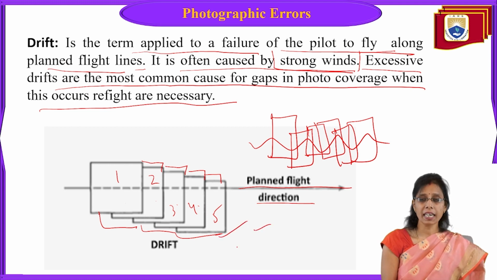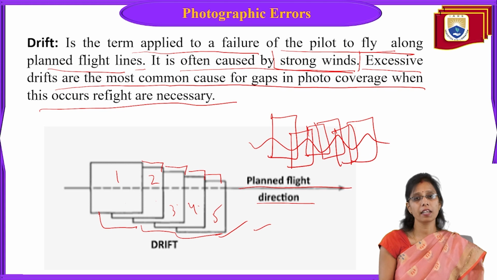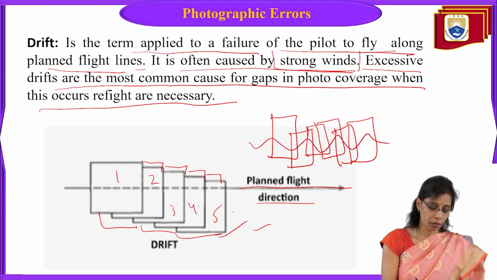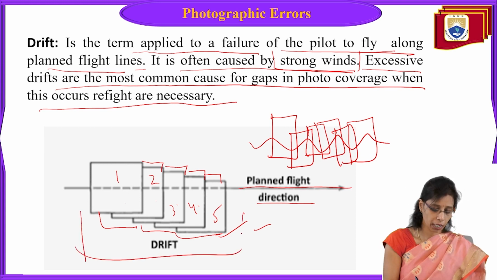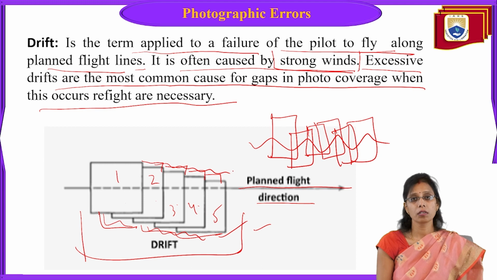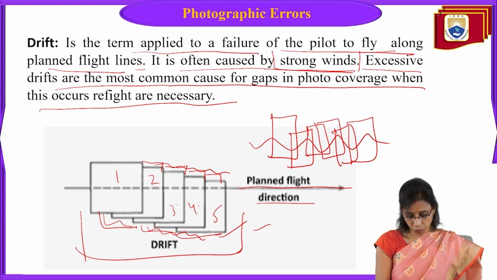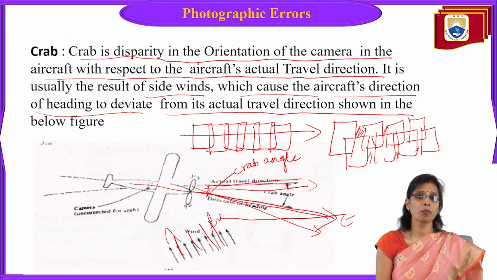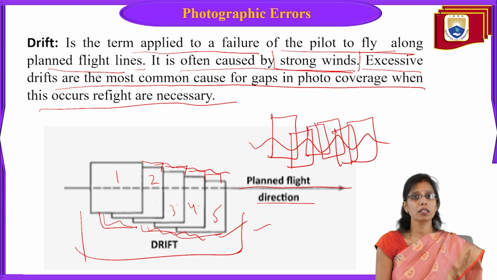So the pilot has to plan this flight line direction again to capture the same area. If this area is to be captured, so much area is unmapped. This is a huge error in the photographic process while taking the photos. So what are the errors? We have crab, we have drift. These are the two types of error.